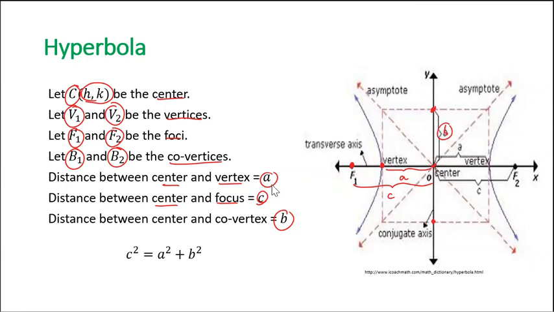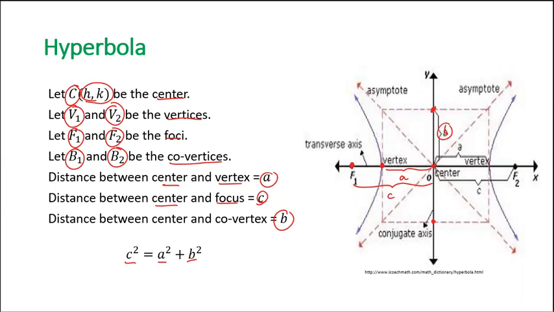Now, the relationship between a, b, and c in a hyperbola is c squared equals a squared plus b squared. There's no restriction on whether a squared is higher than b squared or lower than b squared. So a squared can be higher, a squared can be lower, or a squared can be equal to b squared. Unlike in the ellipse, where a squared must always be greater than b squared.